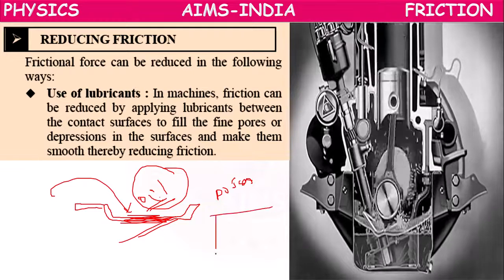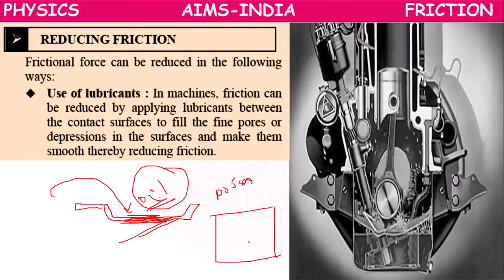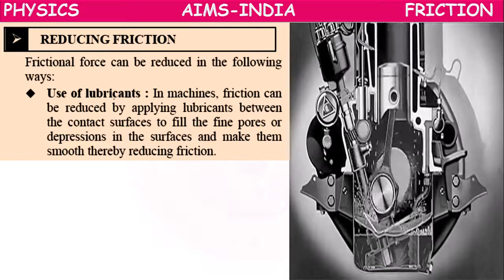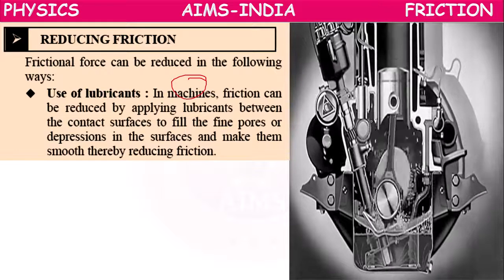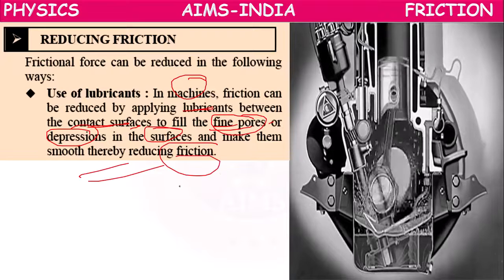Normally, while playing carom board, we make use of boric powder. For smoothness, we make use of boric powder, which is formed from boric acid. So that is also one kind of lubricant. Lubricants means by applying lubricants between the contact surfaces, they will fill the fine pores or depressions or irregularities in the surfaces, and they make them smooth and reduce friction.